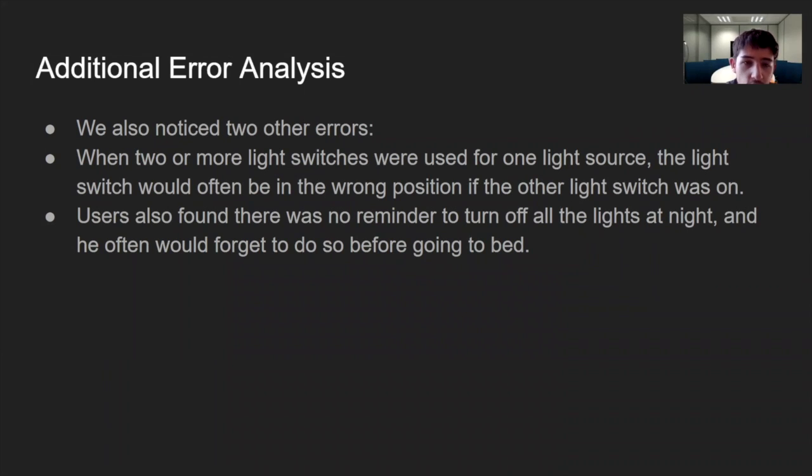What ended up happening is that by turning on one of the switches, the light would turn on, but the other switch would remain in the off position while the light was on, causing confusion for the user. Next, we saw a memory lapse slip where the user would forget to turn off all the lights before they leave the house or go to bed. This was due to a lack of a clear indicator that the lights need to be turned off.